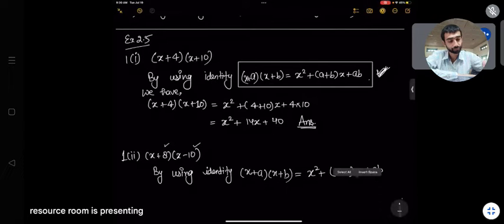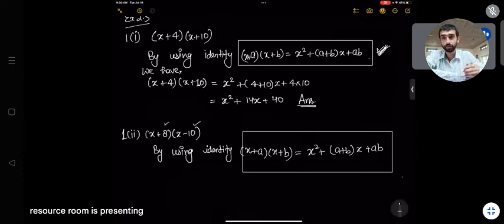So this is the identity we will use. But there is a trick in these questions. What is the trick? If you compare, we have x plus 8 and x minus 10. So in place of a, I have 8, but in place of b, I have minus 10. So wherever in the identity I have b, I will put minus 10 there. So it will become x plus 8 and x minus 10. So who is next?